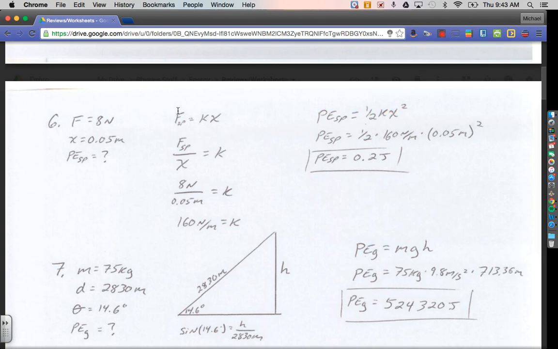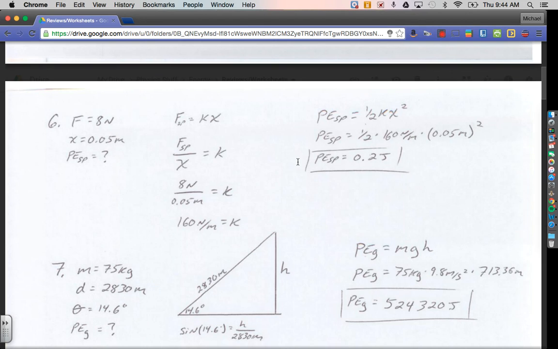Force of a spring equals the spring constant K times how much it was stretched. In order to find out the K, we have the force that it took to stretch the spring. That was the 8 newtons here. And the X was how far it was stretched, the 0.05 meters or 5 centimeters. Solving for K, I'm just going to divide my X over to the other side, so I get force of the spring divided by X equals K. Force of the spring is 8 newtons, X is 0.05 meters. That gives me a spring constant of 160 newtons to stretch this spring 1 meter. That's how much force it takes to stretch the spring 1 meter.